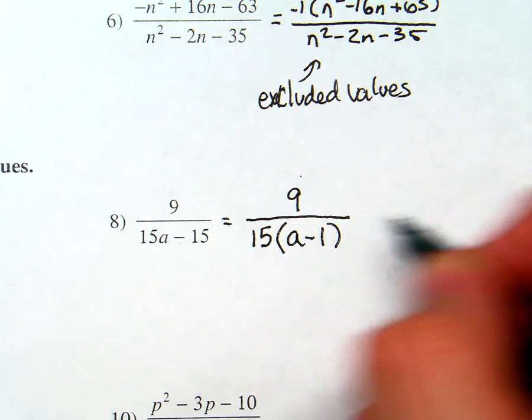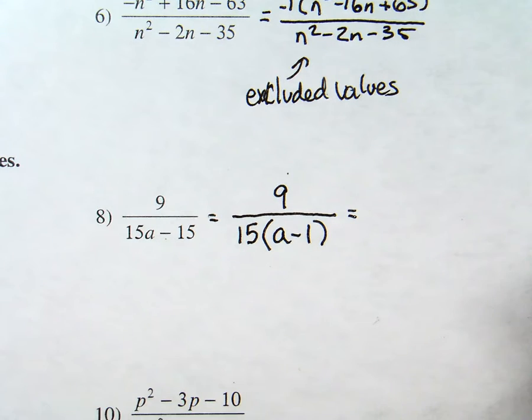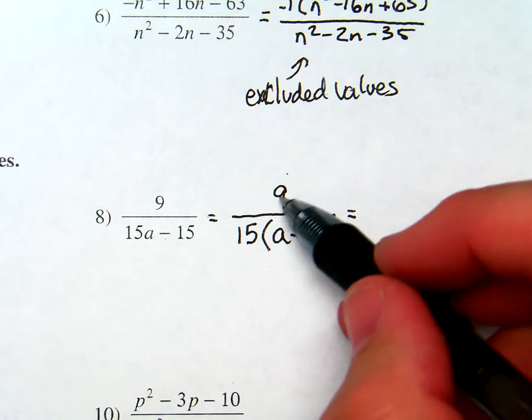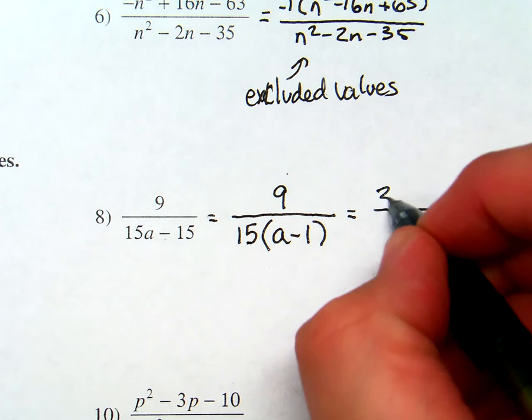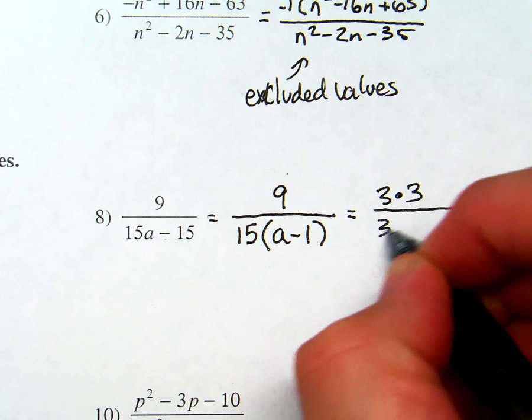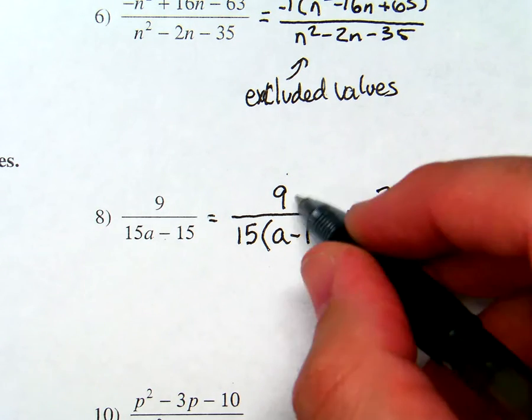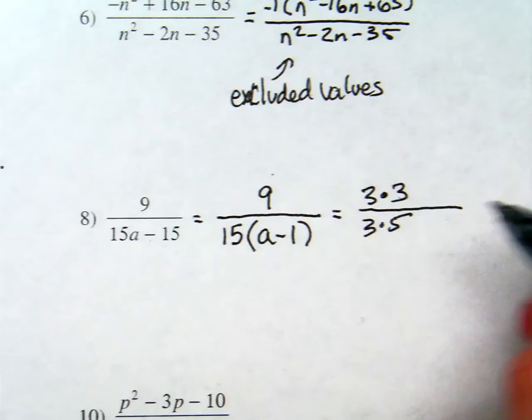Now, if you aren't very good at simplifying fractions like this, you can change it to 3 times 3 and 3 times 5. 3 times 3 is 9, 3 times 5 is 15, and down here I get a minus 1.